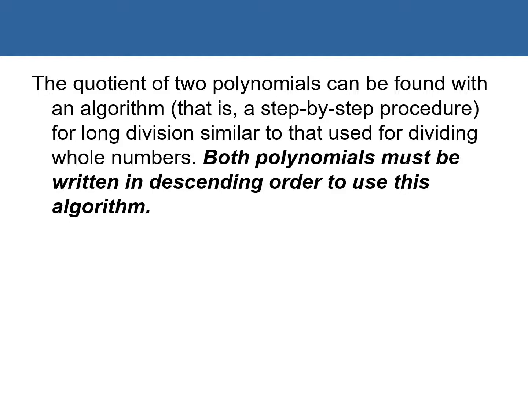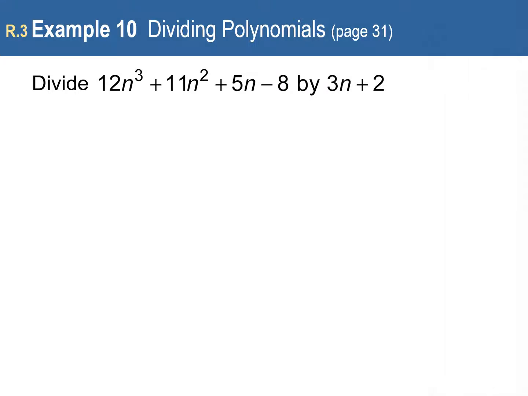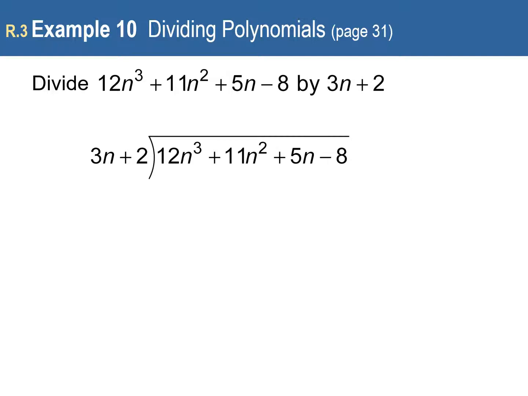Now, the quotient of two polynomials can be found with an algorithm, and both polynomials have to be written in descending order to use this algorithm. So suppose I want to divide 12n cubed plus 11n squared plus 5n minus 8, and I want to divide it by 3n plus 2. Write it just like you would have written division of numbers, with your numerator being under the division bracket here, and your divisor being outside.